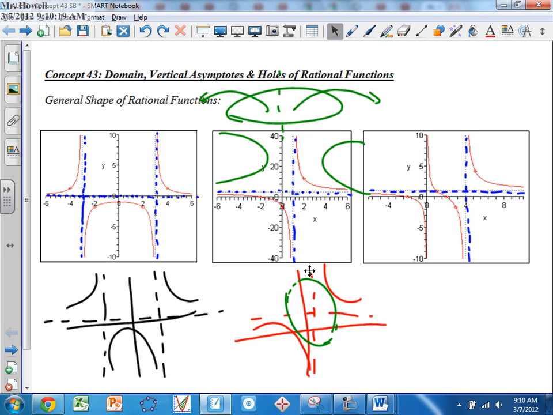Eventually, either A, you're going to break your calculator, or B, it might give you an error because the number gets too small to evaluate. But the idea is that you're getting smaller and smaller and smaller.